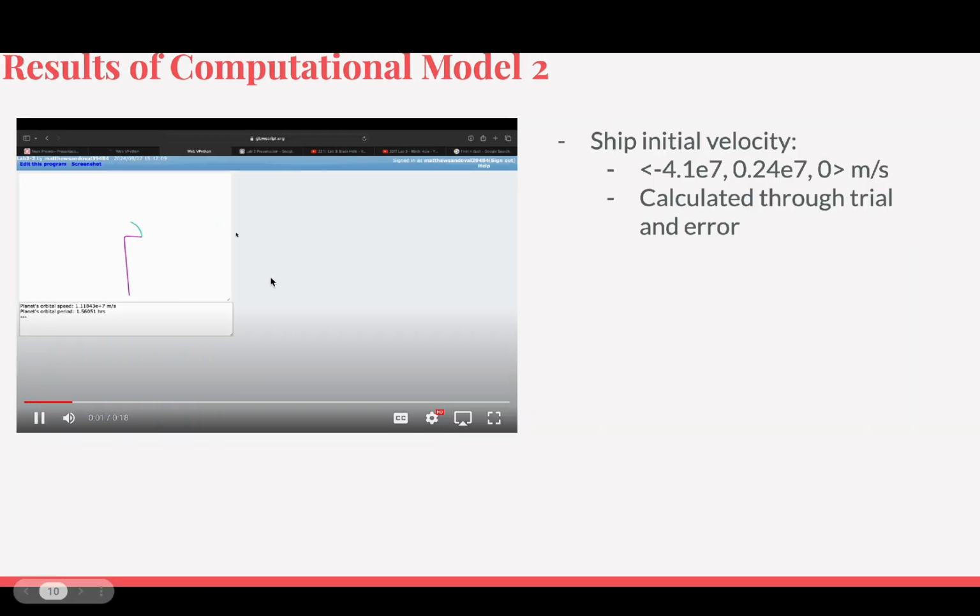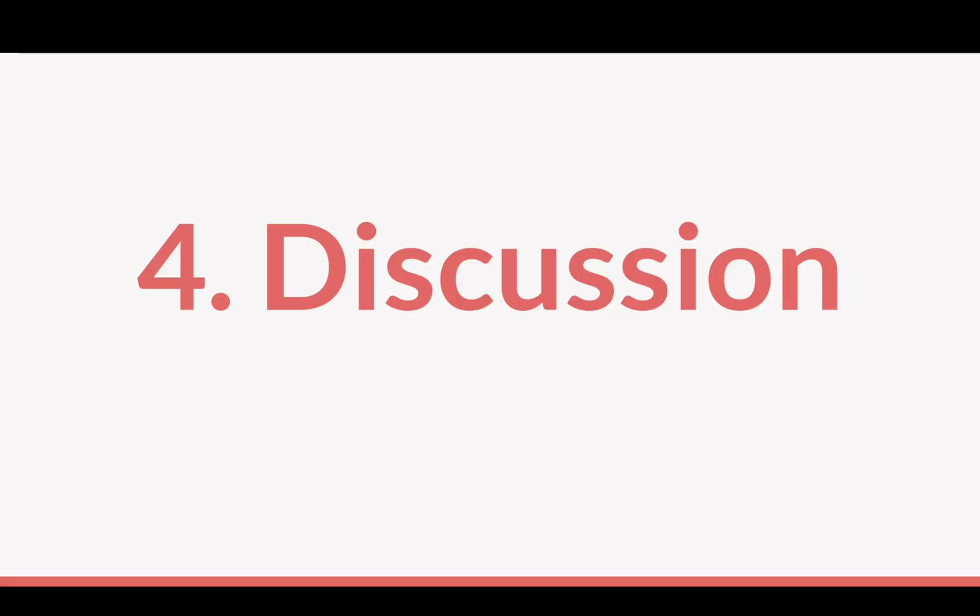These are the results of the computational model 2. The ship's initial velocity, which is negative 4.1 e to the 7, 0.24 times e to the 7, 0 meters per second, was calculated through trial and error. Here's some discussions of the different parts.